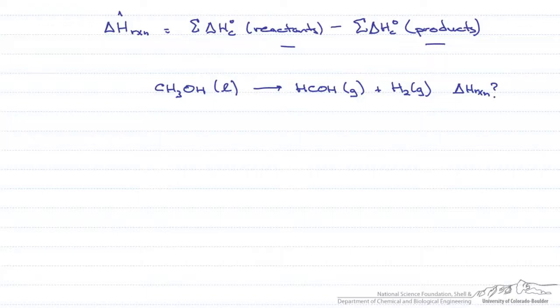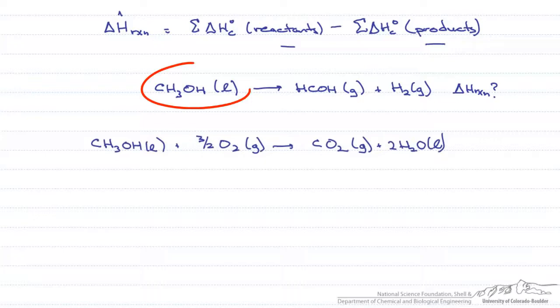So the first thing we do is we write the combustion reactions for all three species and look up their heats of combustion. First, the combustion of liquid methanol, and if we look that up in a table, we find that the heat of combustion for this is negative 726.6 kilojoules per mole. So we'll have in this column the heats of combustion.